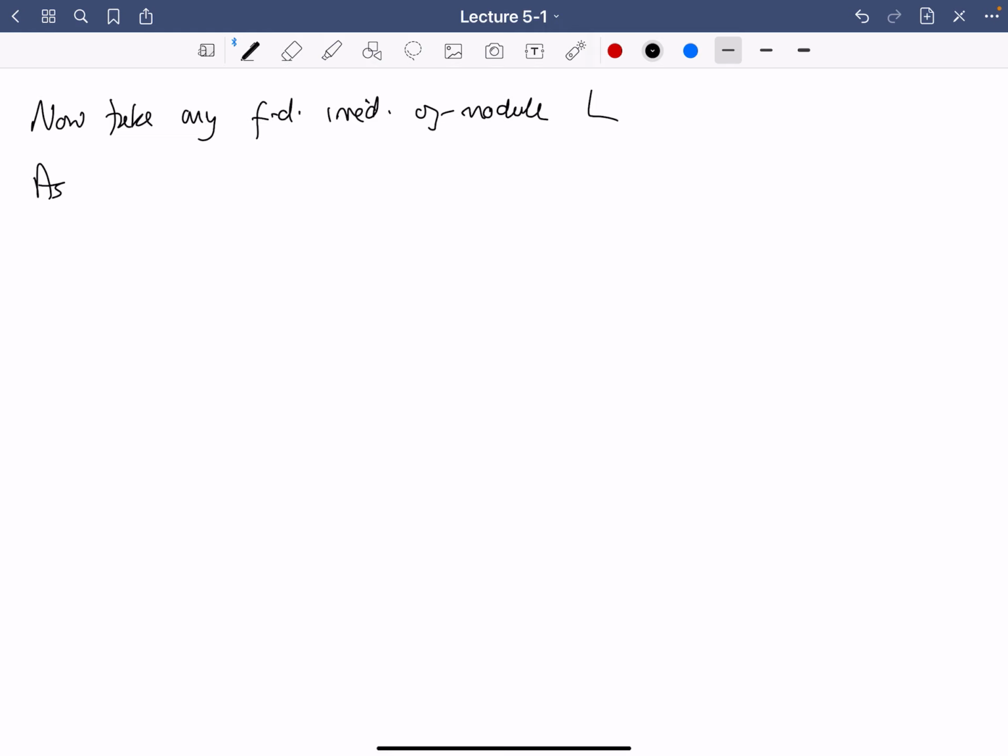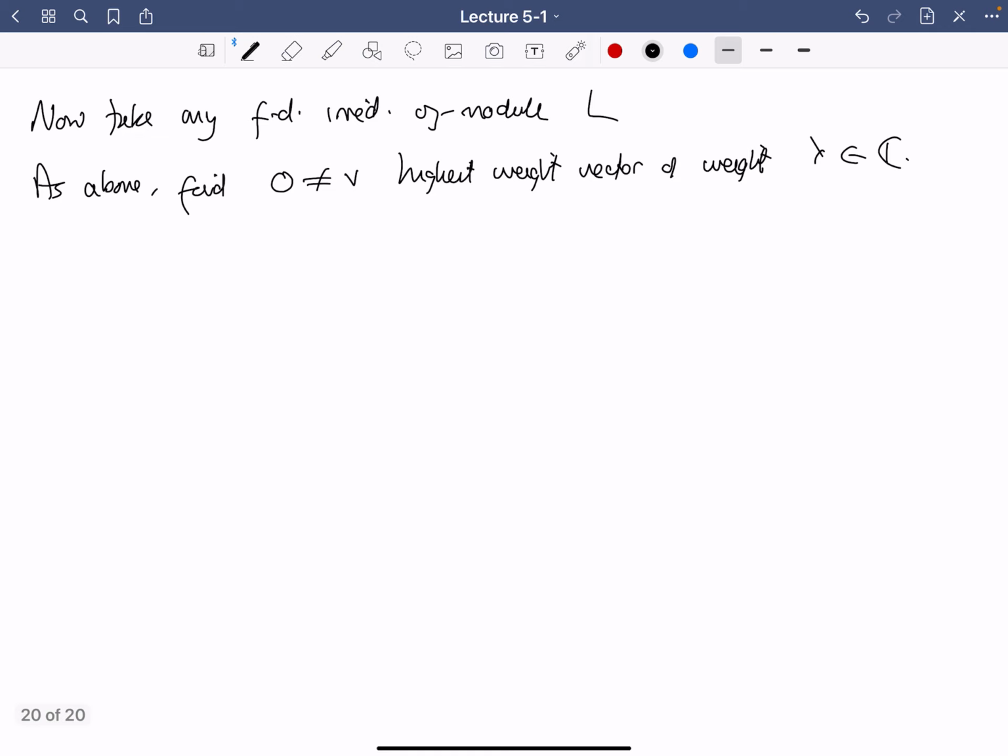And as I explained above, you can find a non-zero highest weight vector of weight lambda. Well, all we knew was that that weight was a complex number, right? So that's a vector V so that HV is lambda V and EV is 0.